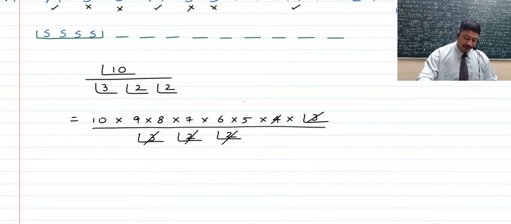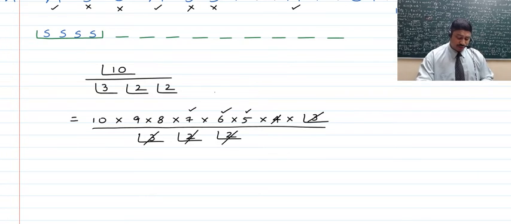Then for the children, we will have 5 into 6, which is 30, right, into 7, which will become equal to 210, which further requires to be multiplied with 8 into 9, which is 72, and further also with 10. So next, now what we do is we multiply 72 with 21.